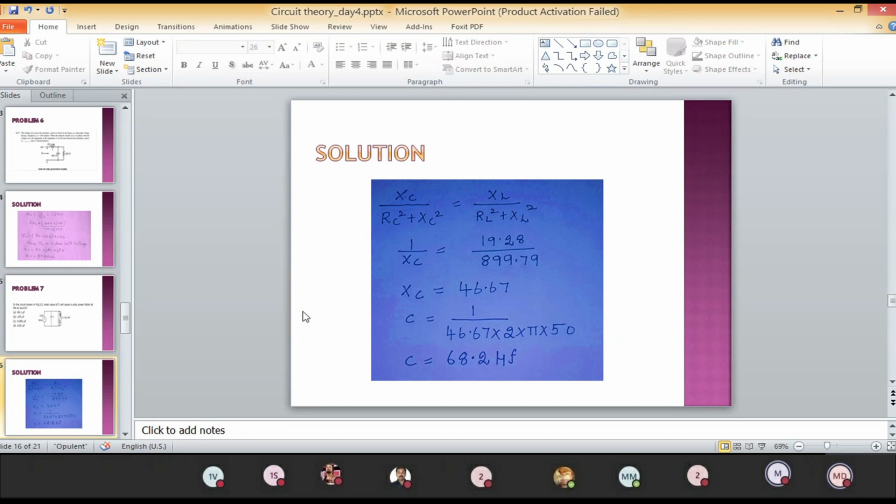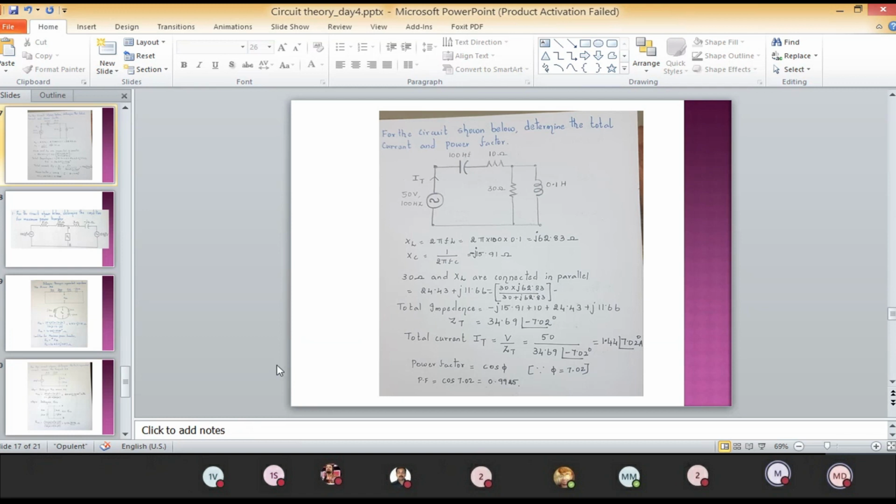Okay, students, I hope you are able to follow the problems clearly. Now let us proceed to another question. The circuit shown below, determine the total current and power factor.